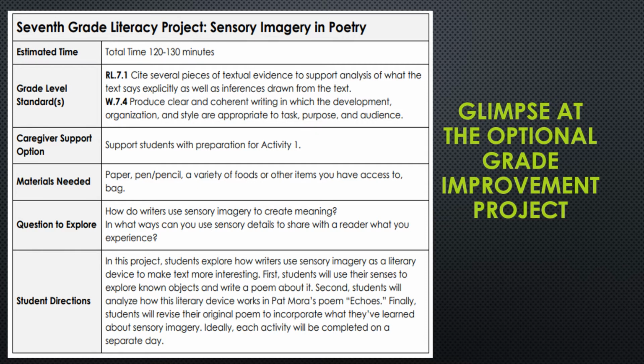So this is a glimpse of the optional grade improvement project. This is straight from the PDF file that I have attached down below in the description box. So that's where I'll post it. I also post it on Class Dojo so that you all can get access to it. But this is directly from that packet. So this is the 7th grade literacy project for sensory imagery in poetry.